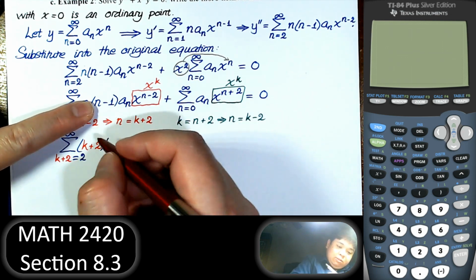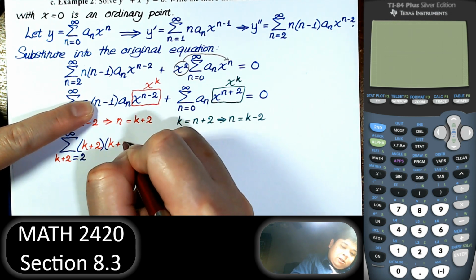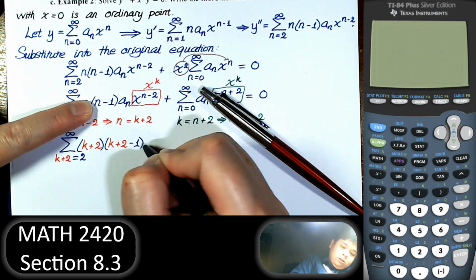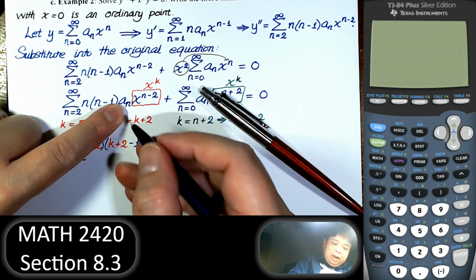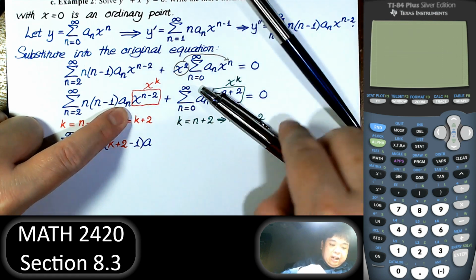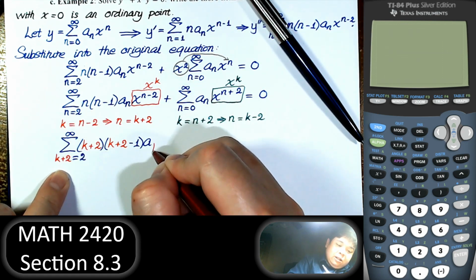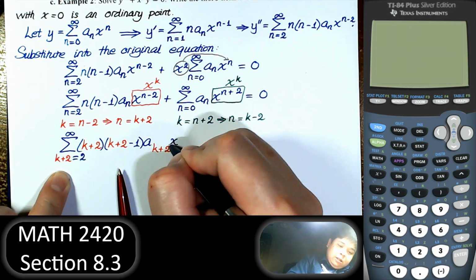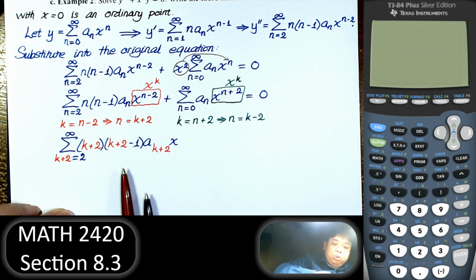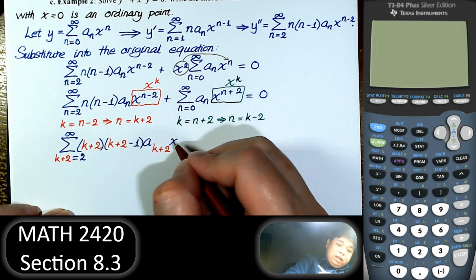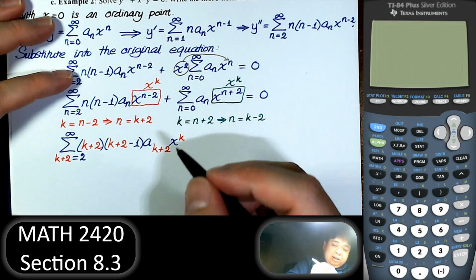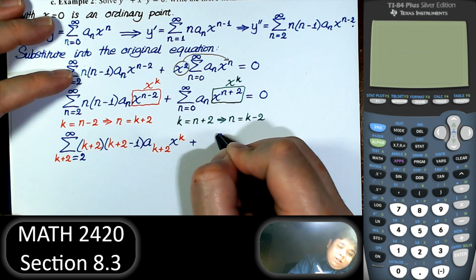N minus 1, k plus 2, minus 1. A sub n, there's n, k plus 2. X to the n minus 2, n minus 2 is k. By the way, like I said, both series should have x to the k. That's the first series.